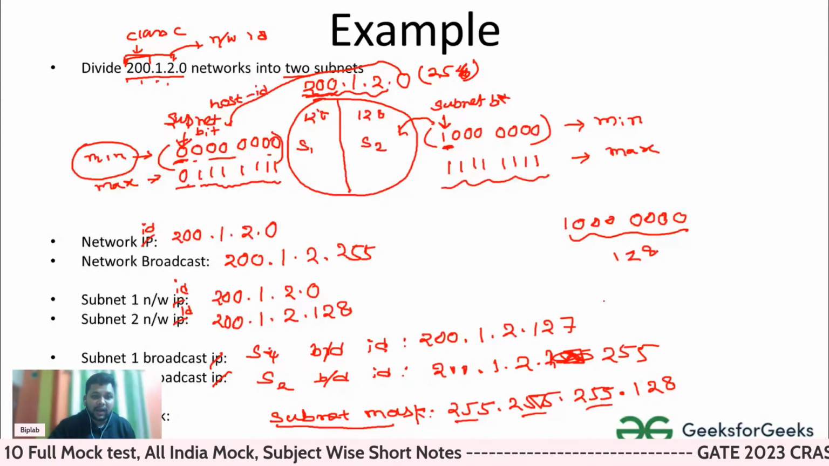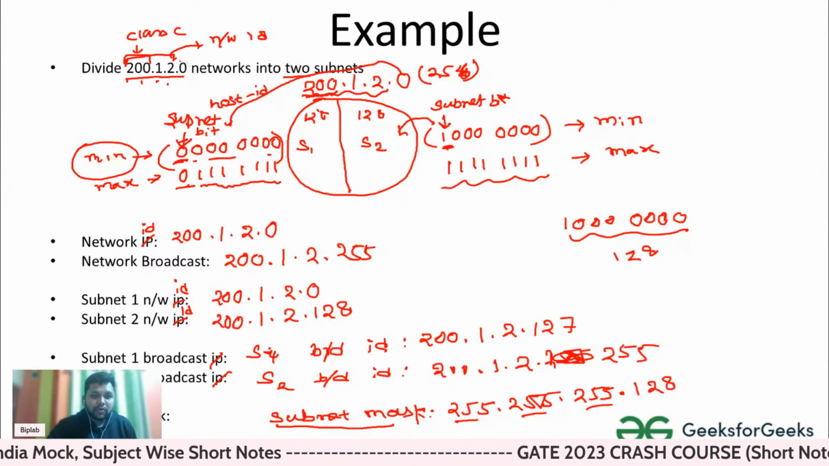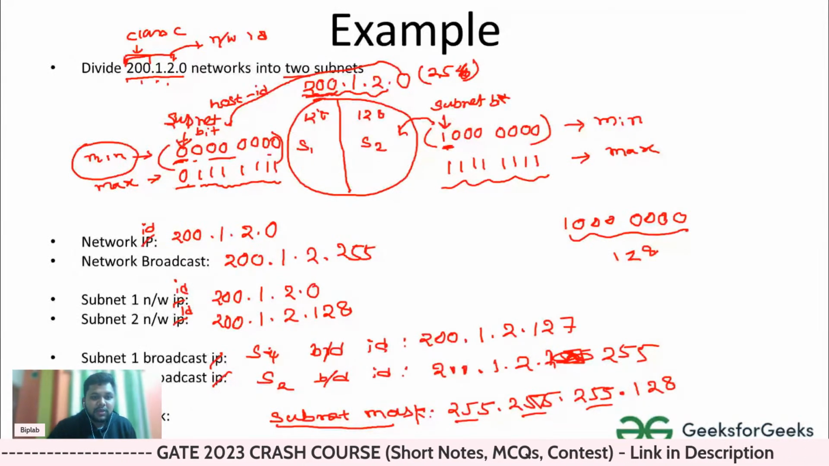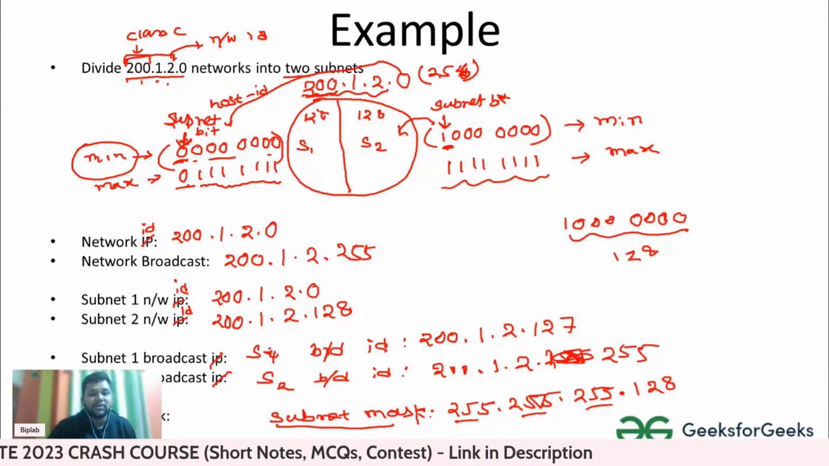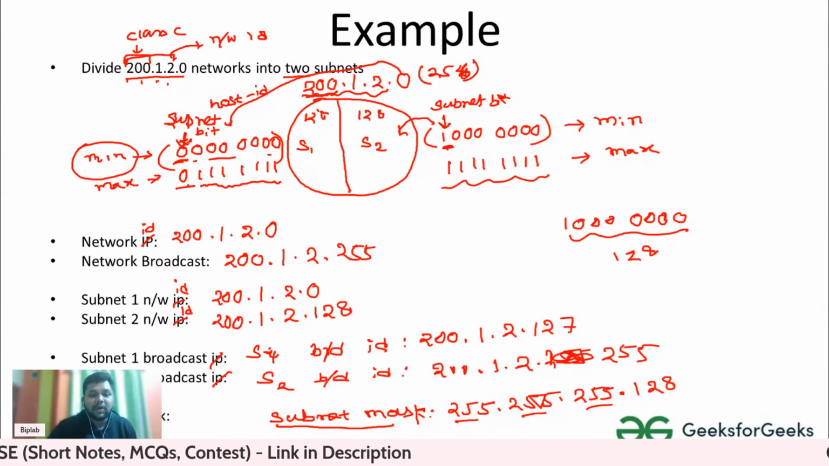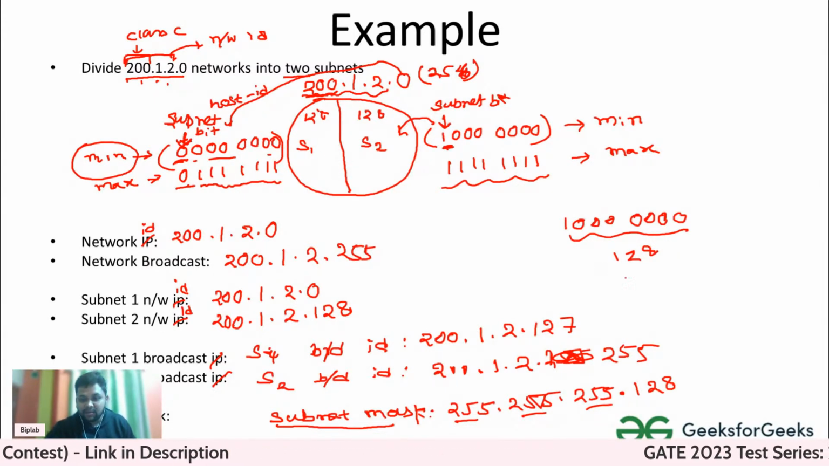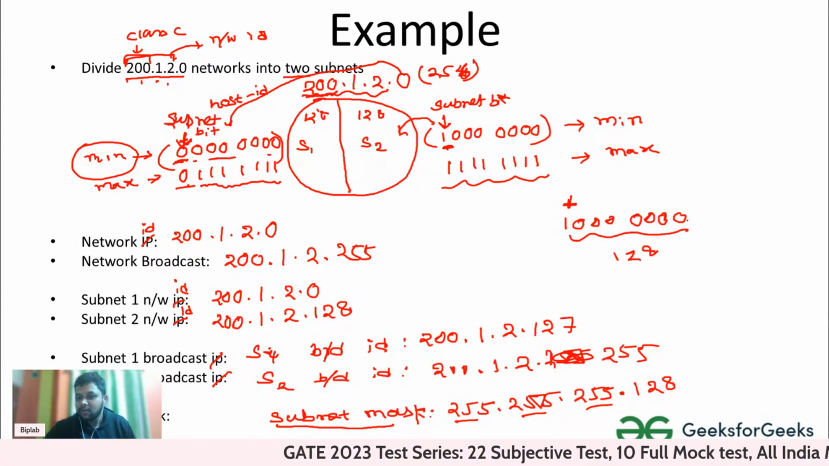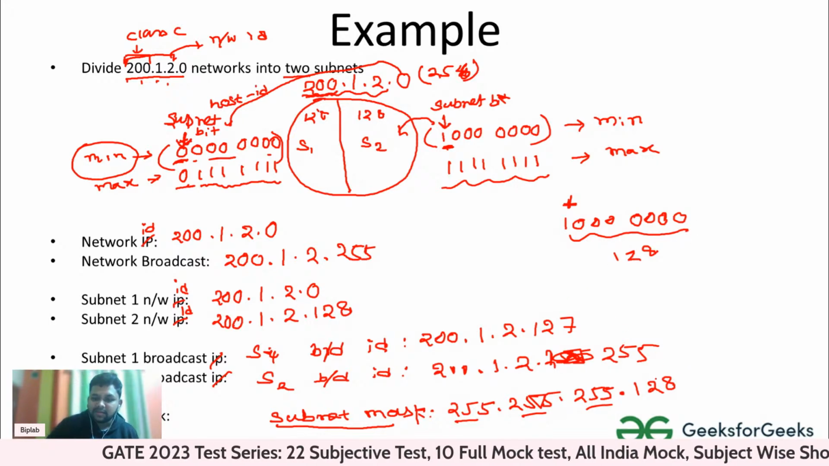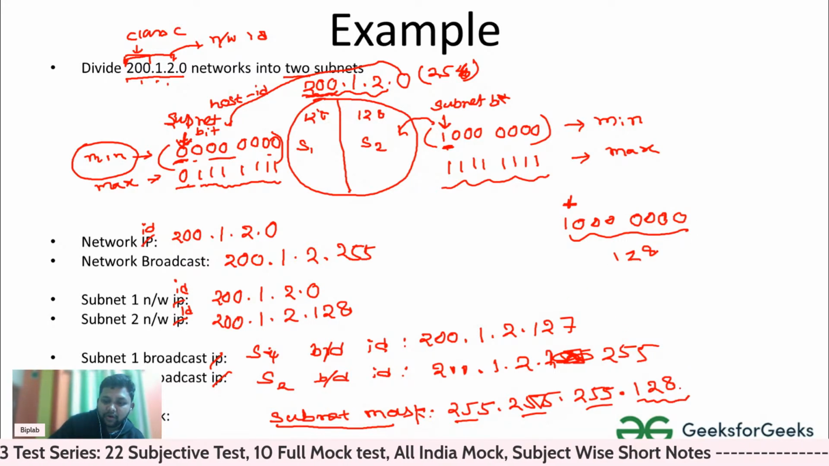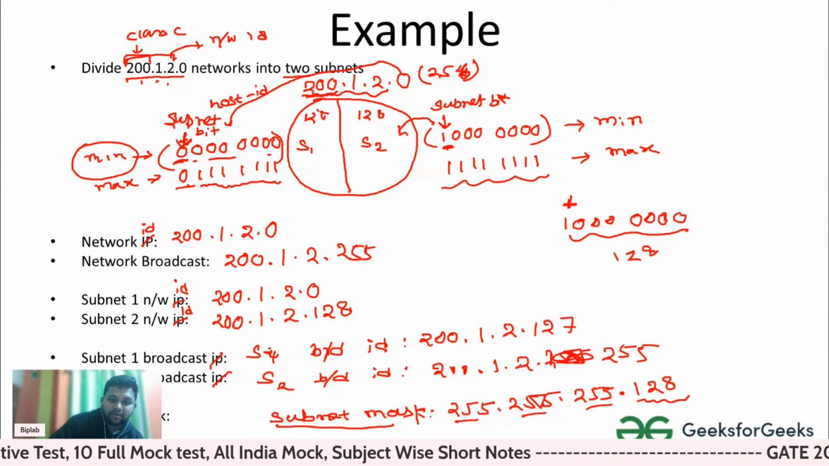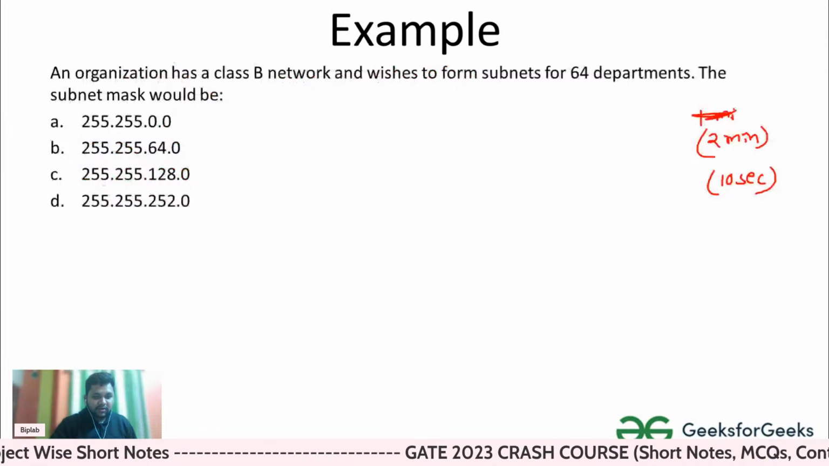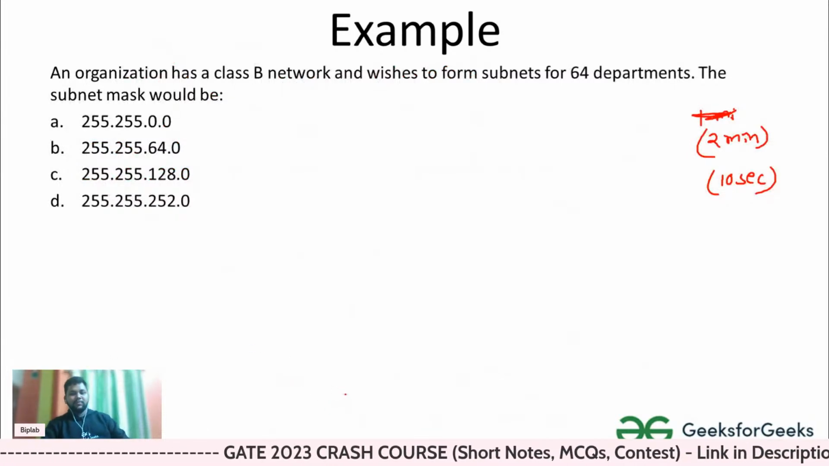Now in the last octet, before it was all host ID, but after performing subnet, your first bit is no more a host bit. Your first bit now became a subnet bit. That's why only the first bit you put as 1 and all others are again host ID, so you keep them as 0. So your last octet becomes 128. Any answer to this question, please?